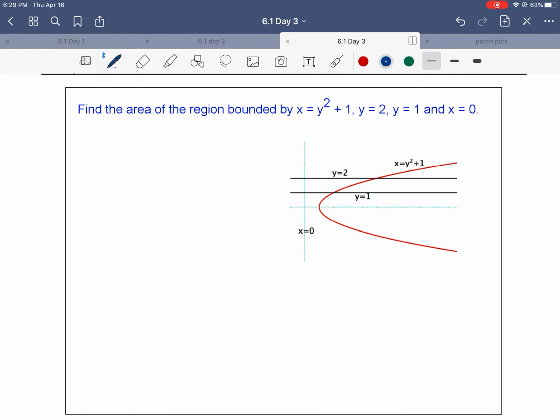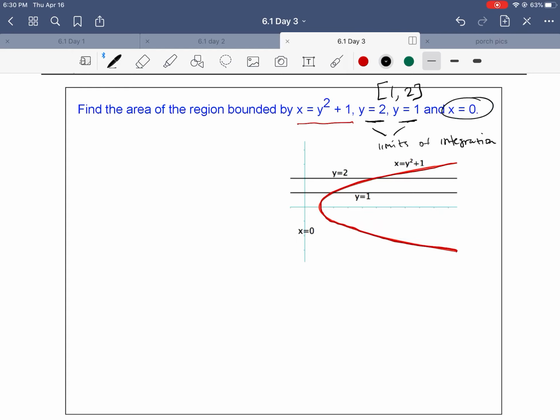So here's our first example. Find the area of the region bounded by, let me change colors, x equals y squared plus 1. That's our red parabola. Okay. y equals 2, y equals 1. These are horizontal lines. They're really nice because they're actually our limits of integration. It's the same idea as if they said from 1 to 2.